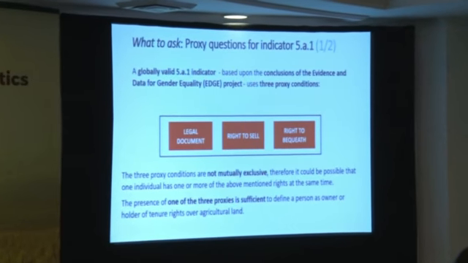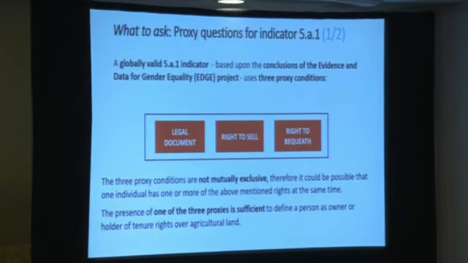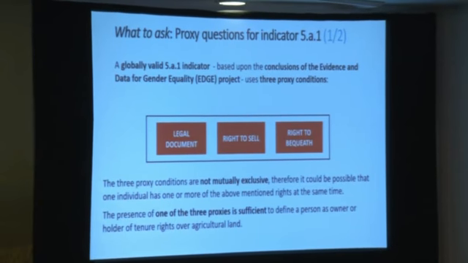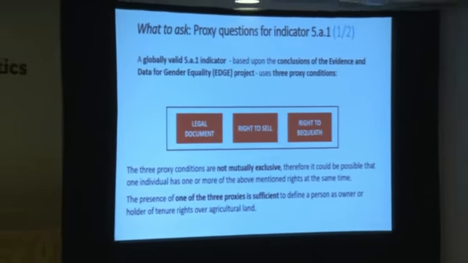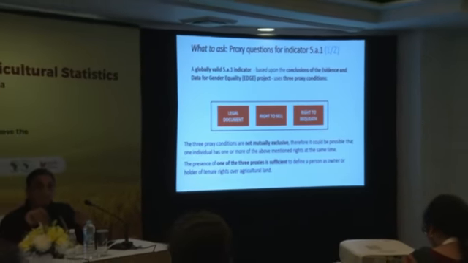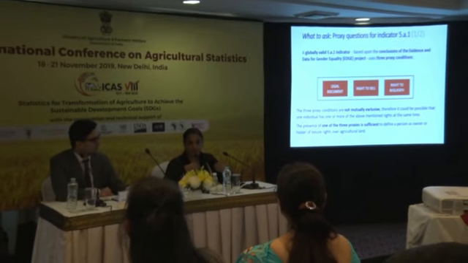In asking these questions, there was quite a bit of intensive research done by the EDGE project, which is a multi-agency project called the Evidence and Data for Gender Equality Project. And they tested both how to collect information on ownership of assets, but also what types of questions make sense. And there are two proxies that are used. One is proxy questions. The finding was that asking someone directly, do you own an asset, wasn't giving the right results. Instead, it went to three proxies. One is having a legal certificate, a second is having the right to sell, and the third is having the right to bequeath or designate an heir. And any one of these three proxies can measure secure ownership much more accurately. So these are the three questions that tend to be asked.